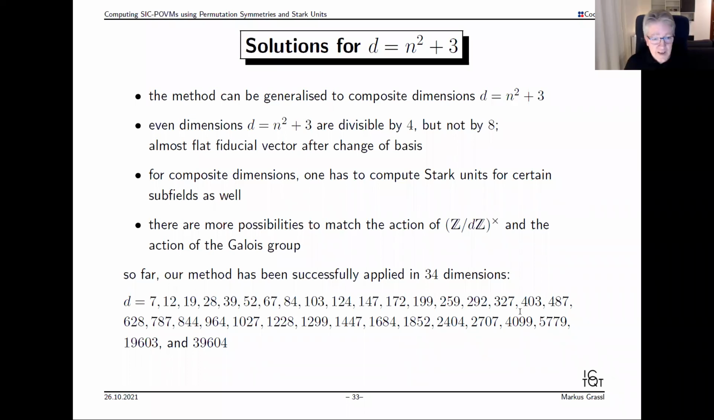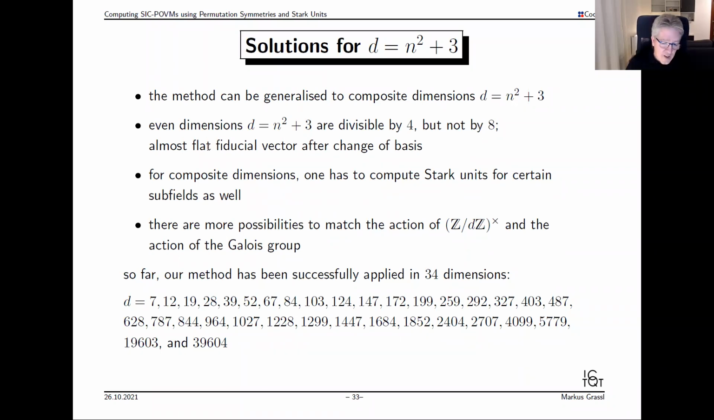So getting to the end, it turns out that the method as I presented it was only applied to prime dimensions, but actually we can extend that to all dimensions of n squared plus 3. And the dimension 39,604 is clearly not a prime number. But then we have even numbers. It turns out they are divisible by 4, not by 8.